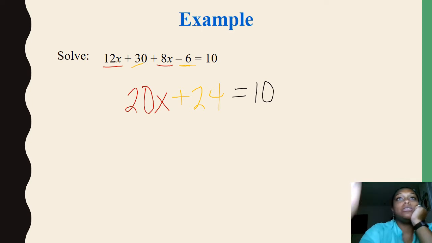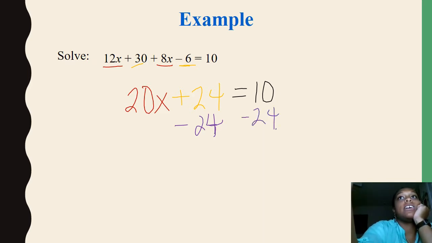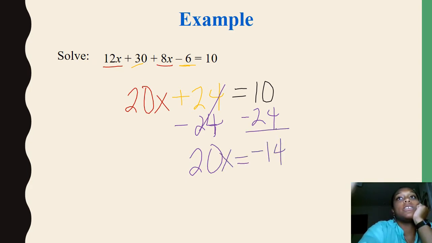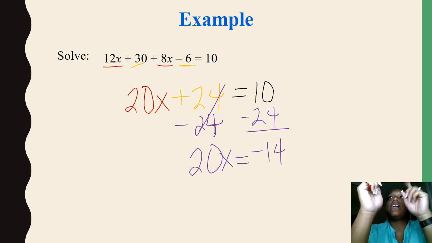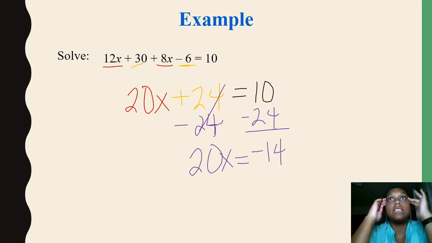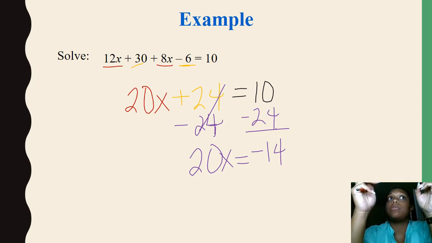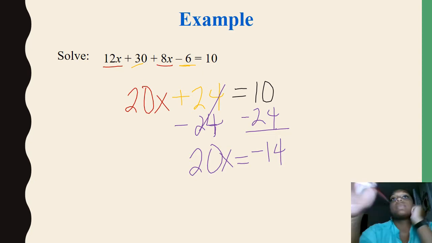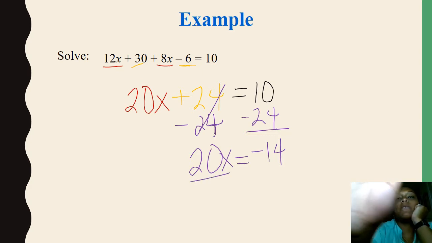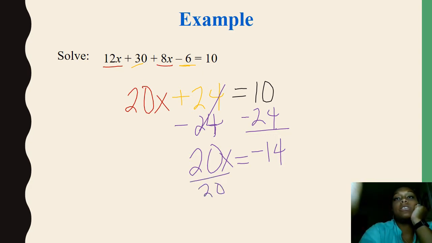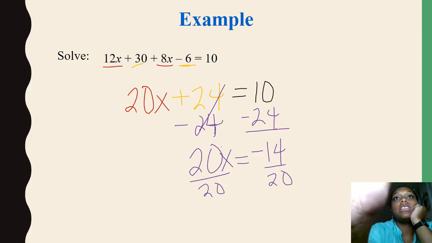Okay? And now it just becomes a two-step problem. So I'm going to subtract my constant. What I do to one side, I'm going to do to the other side. And I get 20x equals negative 14 because I have opposite signs that are being combined, which means I'm automatically subtracting and then taking the sign of the quote-unquote big number. Okay? And then my final step here, if I'm multiplying, then I'm going to divide. What I do to one side, I do to the other.